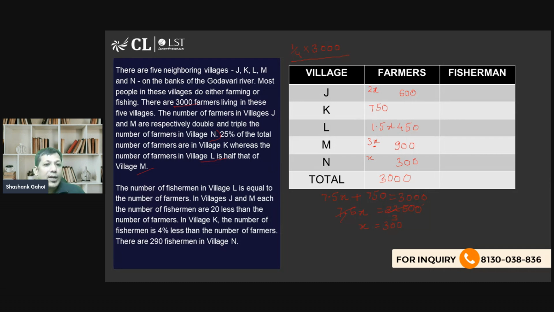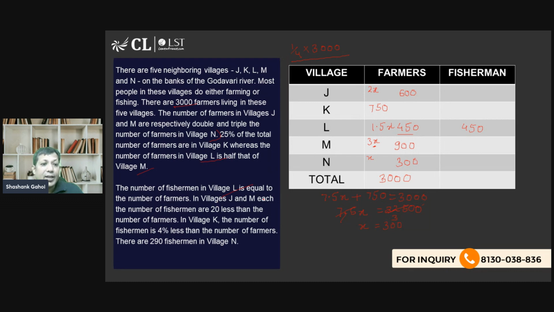Okay, now let's move on to the fishermen. Now, what does it say? The number of fishermen in village L is equal to the number of farmers. Okay, so in village L, farmers and fishermen are equal, so both values are equal to 450. Okay, so this line is done.